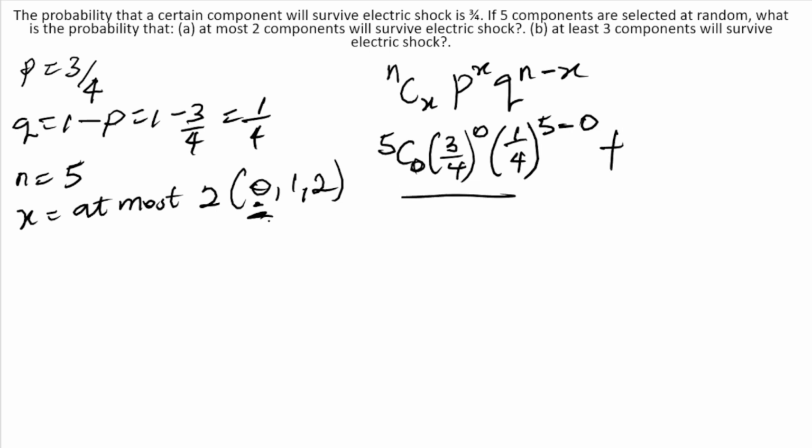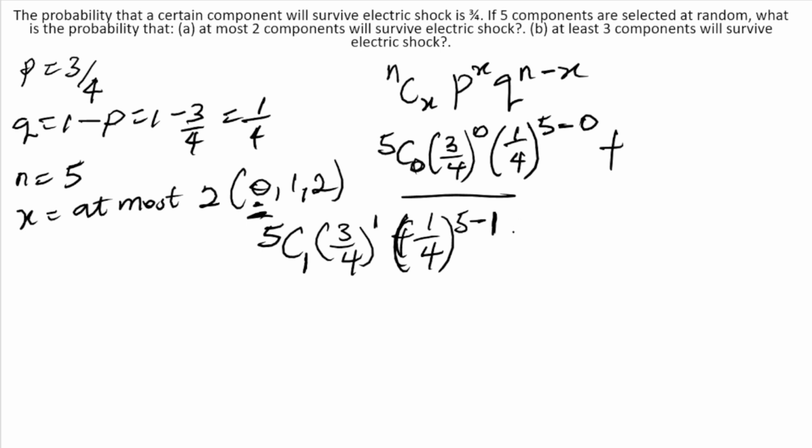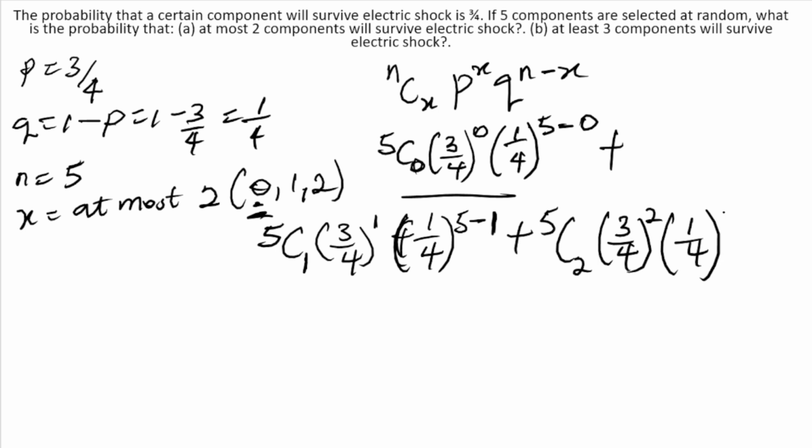Plus, we need to do for 1. Now it is 5 combination 1, 3 divided by 4 raised to the power of 1, then we have 1 over 4 raised to the power of 5 minus 1. Plus, now let's do for 2. 5 combination 2, we have p to be 3 over 4 raised to the power of x, which is 2. Then 1 over 4 raised to the power of 5 minus 2. I hope you understand that.